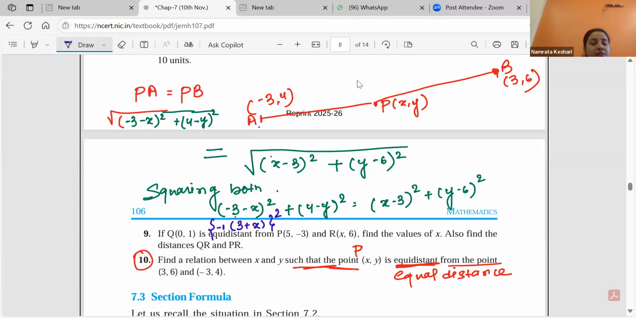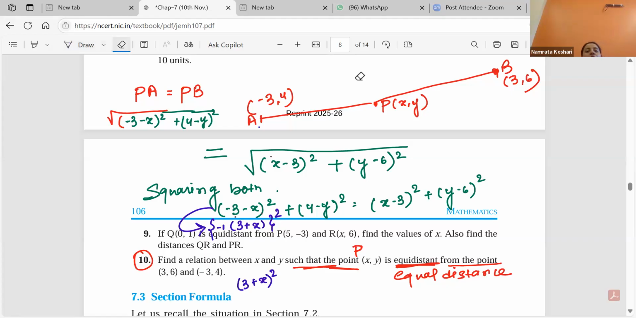And due to that reason, it will be positive. Just (3 plus x) whole square you will end up getting. From here to here, I am explaining. Is it making sense, Afreen and Samya? Yes, ma'am. Okay, so you will end up having minus 1 square, which is just 1, and that is (3 plus x) whole square. So then you will expand both sides.